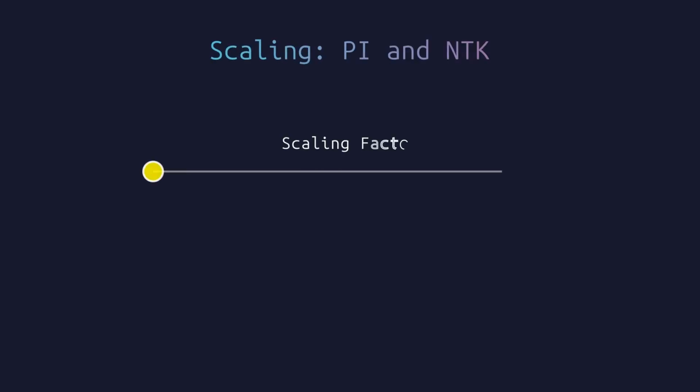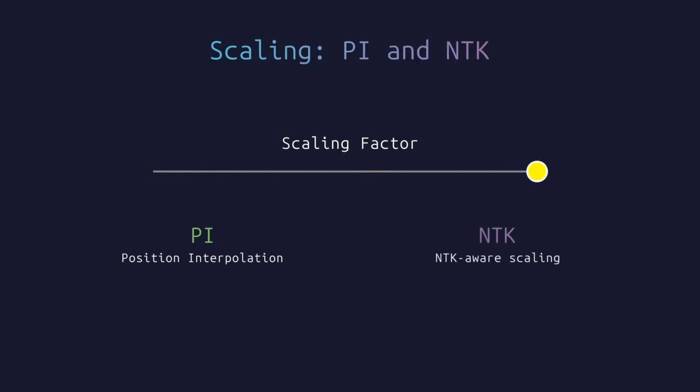Two foundational techniques are position interpolation and NTK-aware scaling. PI compresses positions back into the trained range by scaling them down. NTK adjusts the base frequency so the rotation angles stay smooth. Both help, but they trade off short-range fidelity for long-range stability.